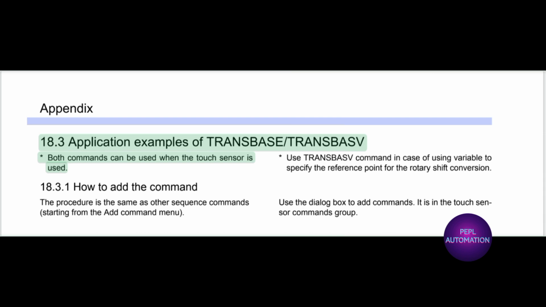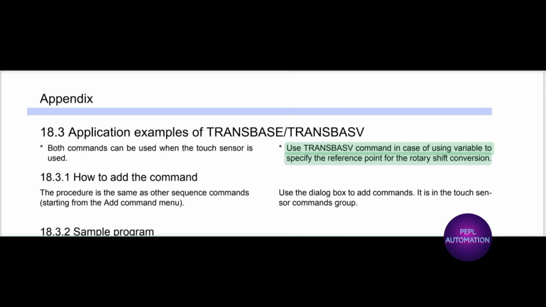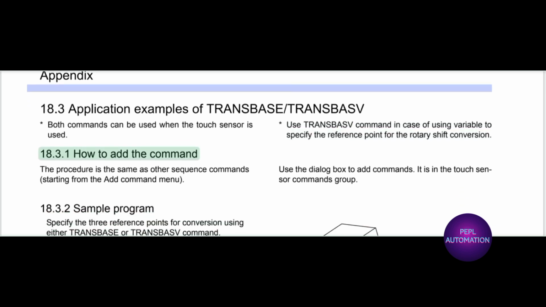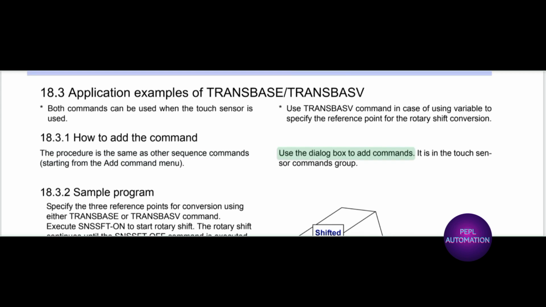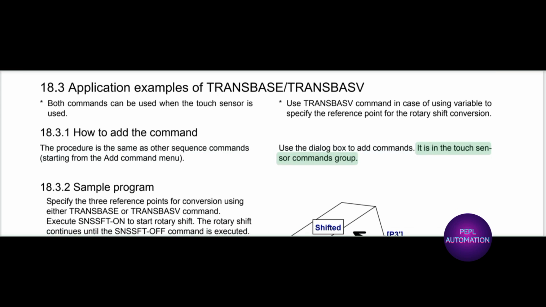18.3 Application examples of TRANSBASE, TRANSBASV. Both commands can be used when the touch sensor is used. Use the TRANSBASV command in case of using a variable to specify the reference point for the rotary shift conversion. 18.3.1 How to add the command. The procedure is the same as other sequence commands, starting from the Add Command menu. Use the dialog box to add commands. It is in the touch sensor commands group.